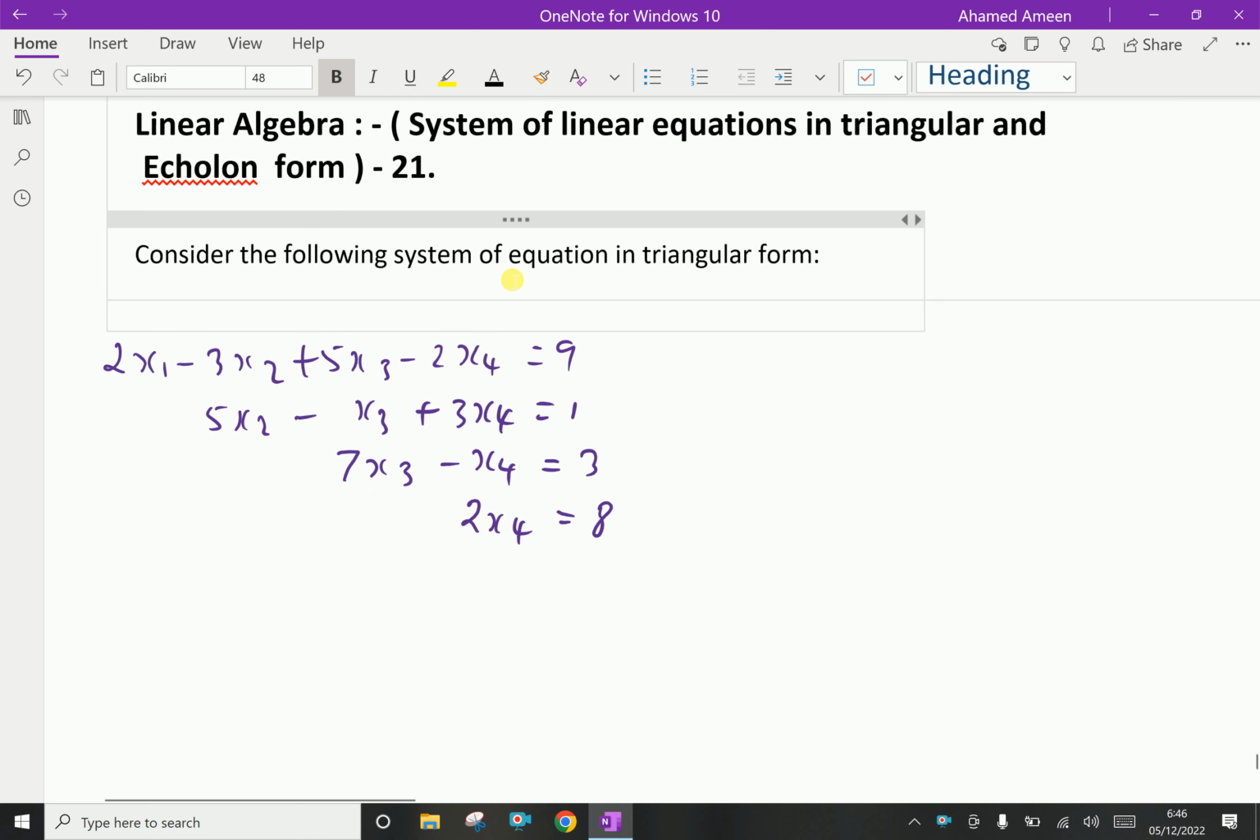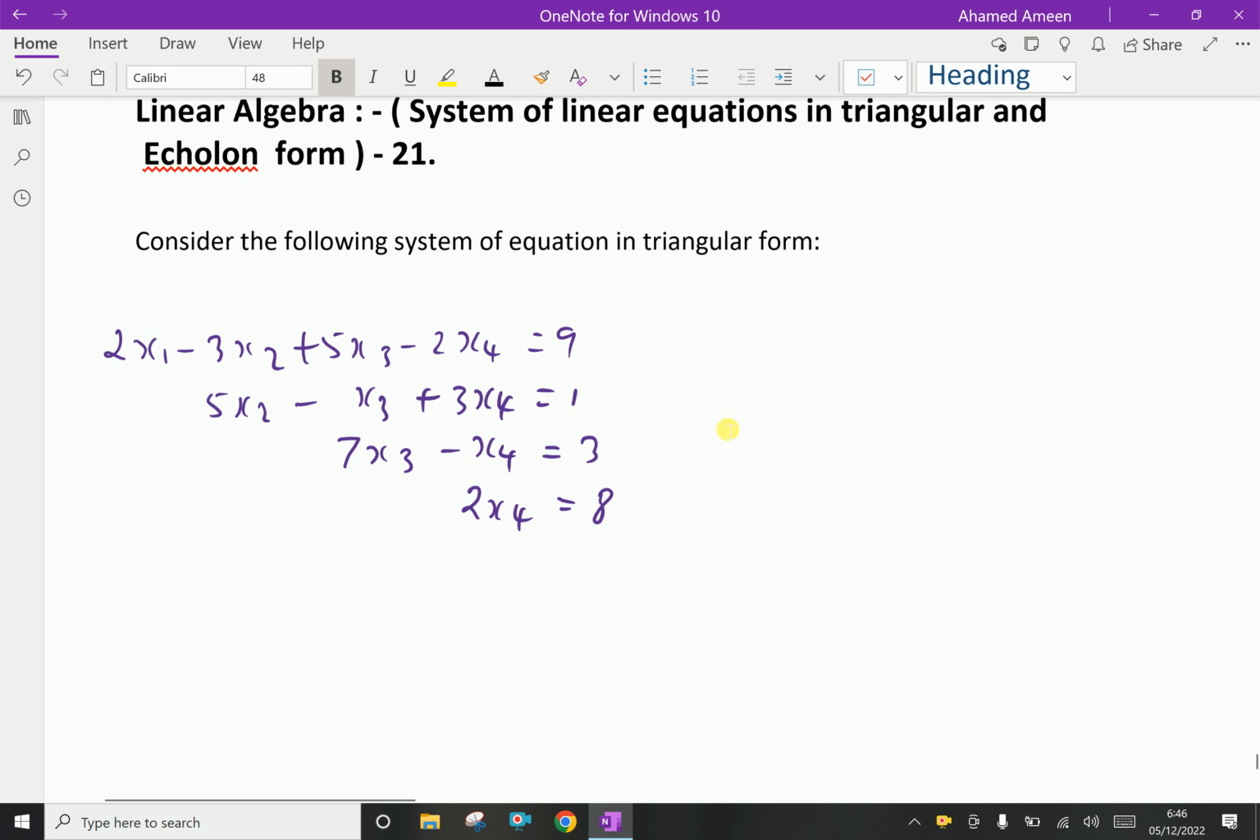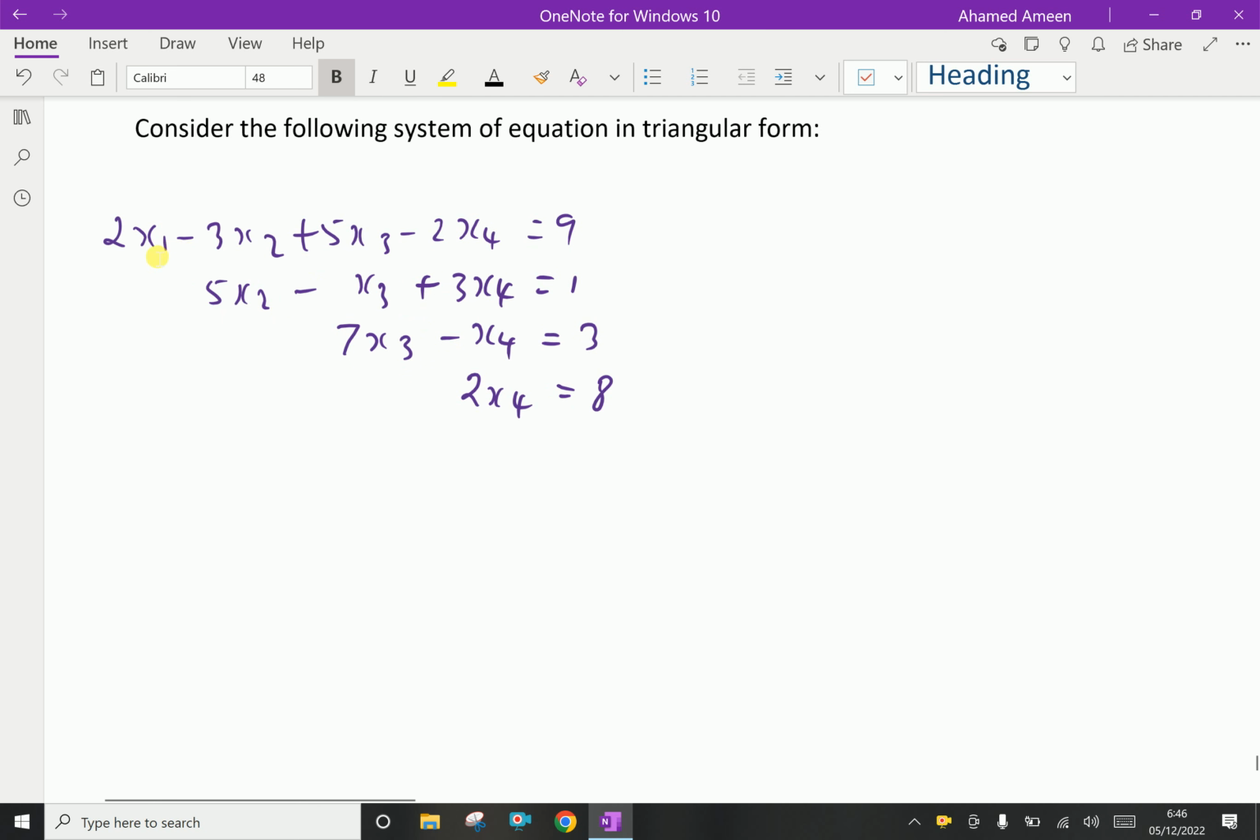Consider the following system of equations in triangular form. Look here: this is the first equation with four variables, the second equation with three variables, the third equation with two variables, and the fourth equation with one variable. Now we can solve this. This is a triangular form of a system of linear equations because it looks like a triangle. Now we'll solve this system easily.